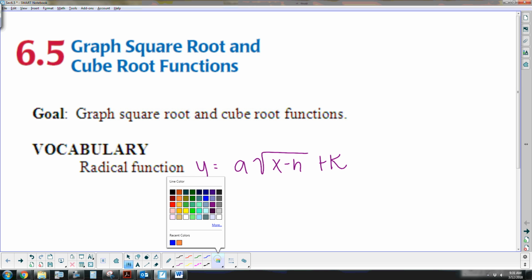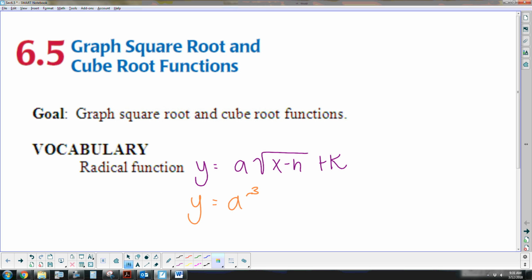Now this is a square root radical function, but we also are going to work with cube root radical functions, and that's going to be very similar, but it's y equals a times the cube root of x minus h plus k.